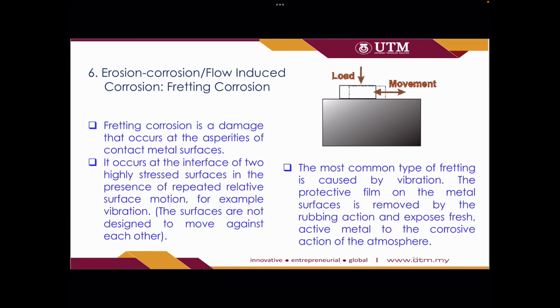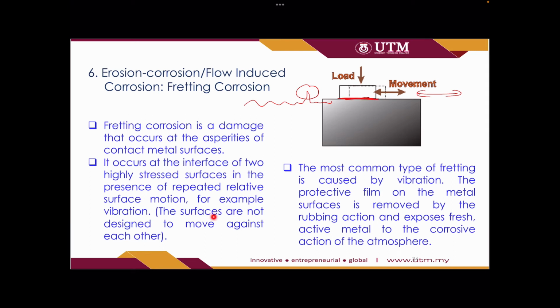And the next type of erosion corrosion is fretting corrosion. So fretting corrosion is damage that occurs at the asperities of the contact metal surface. Okay, what is asperity? Let's say you have this rough surface. Okay, these are asperities. It occurs at the interface of two highly stressed surfaces in the presence of repeated relative surface motion, like this one. Okay, movement in this direction, and there is friction between the two interfaces.